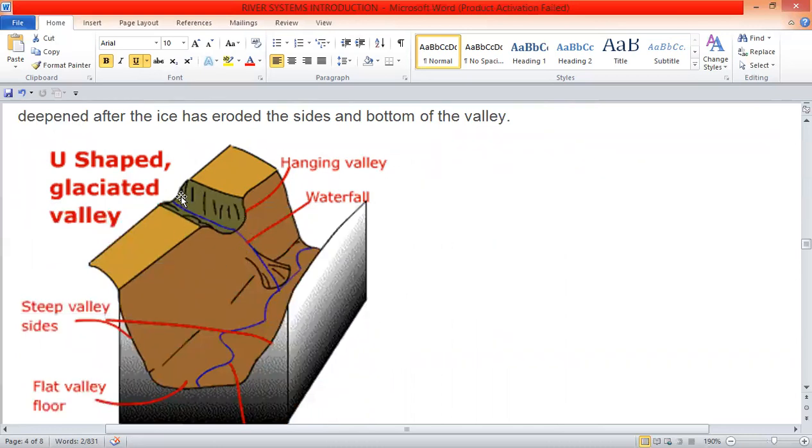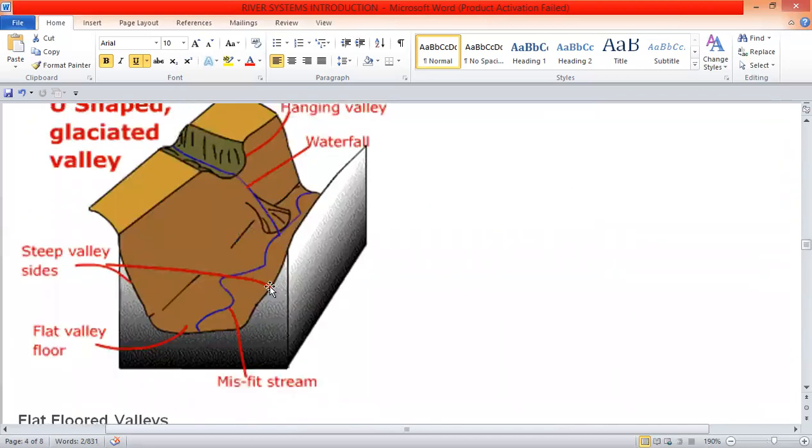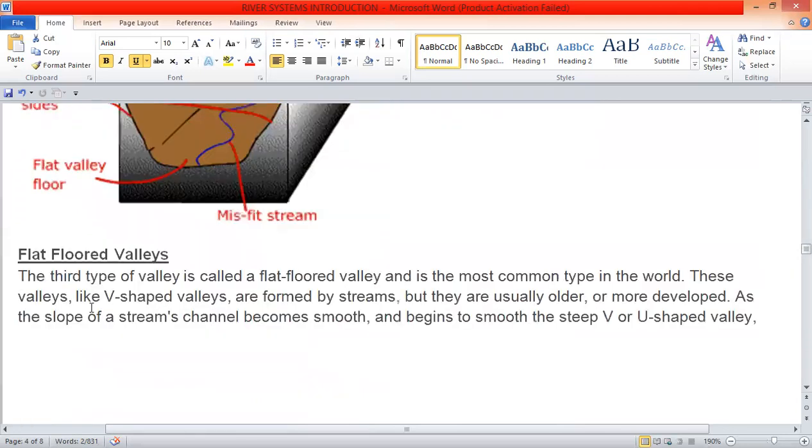Like you can see here, this was a V, but because of the flow of glacier, the V has been opened this way. It has now formed this U. As you can see, it's a U-shaped valley. As the U-shaped valley is being eroded, a flat floored valley is formed. The floor here is flat.